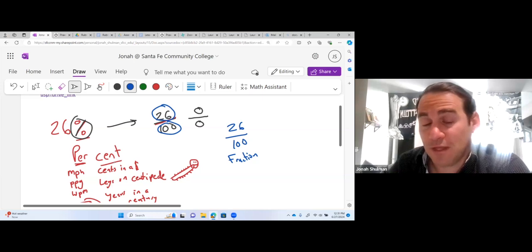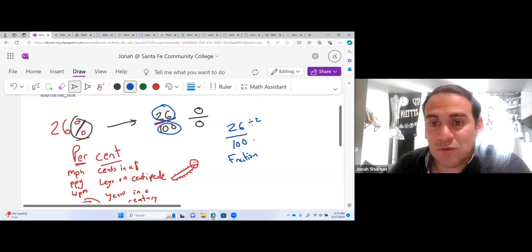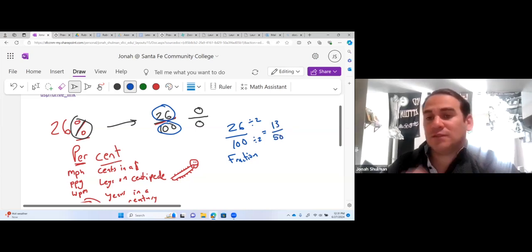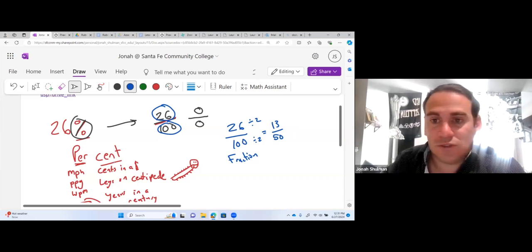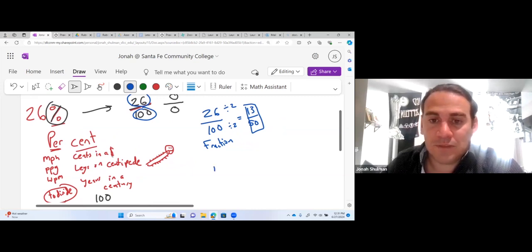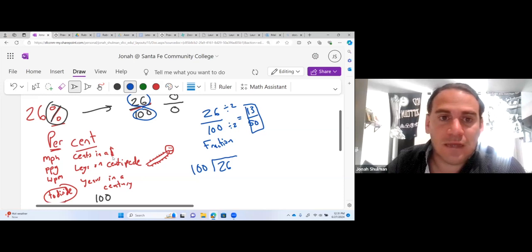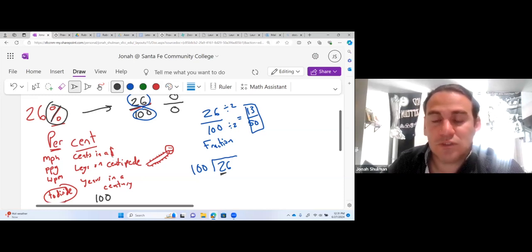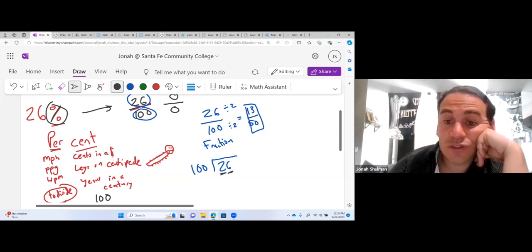So we can simplify this. We can divide it by 2 because they're both even numbers first, and that gives us what? 13 over 50. So this is the percentage, and this is the simplified fraction. But if you just want to divide it, you always take the what? You take the big number, and that gets to live inside the house for division. So I basically push this. I have a 26 here, and I have a 100 here. Now, I can't put 100 into a 2. It's too big. I can't put 100 into a 26.